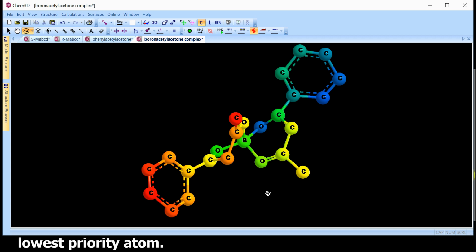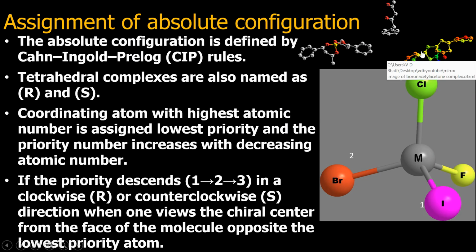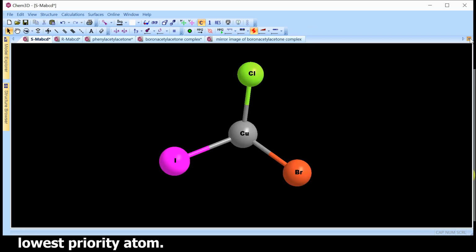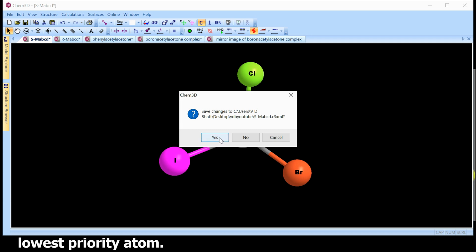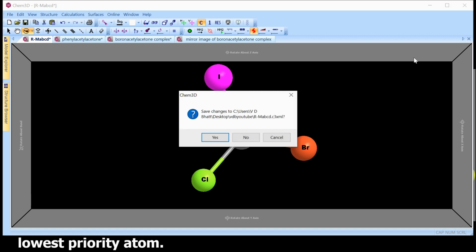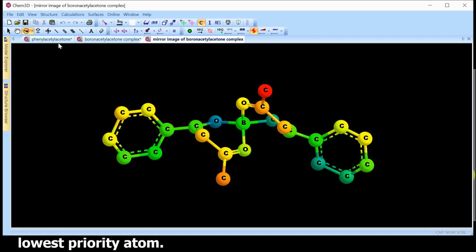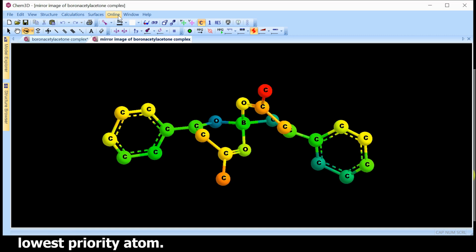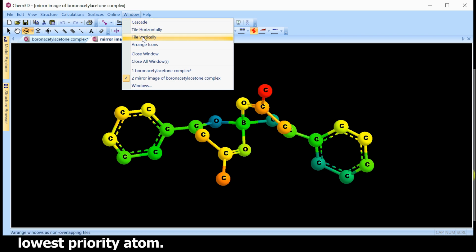Now what we have to do is we have to find out whether this complex is going to be optically active or not. So what I am going to do is, let me first of all close some of the structures, then it will become easy. It will not take a long time. It will take just a moment. Now you have 2 simultaneous images.